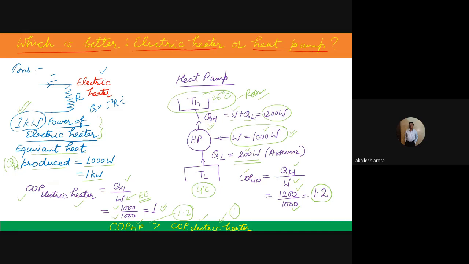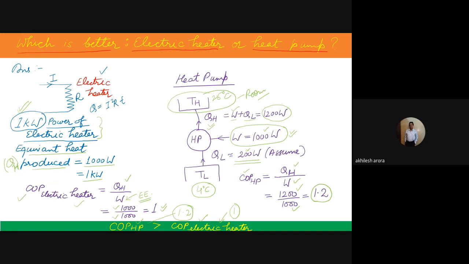So it's clear that the heat pump is better, but yes, there is one drawback of the heat pump. As you have seen, in the case of a heat pump we require four components: an evaporator coil, a compressor, a condenser, and an expansion device. These four components are also present in a refrigerator. And you know, a refrigerator is a costly affair.